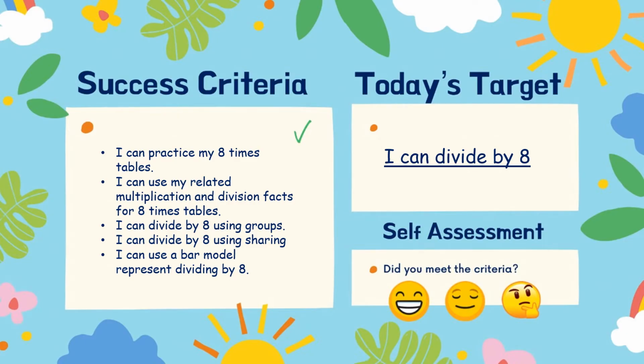Your learning target for today is I can divide by 8. And your success criteria for the end of the lesson is I can practice my 8 times tables. I can use my related multiplication and division facts for my 8 times tables. I can divide by 8 using groups. I can divide by 8 using sharing, and I can use a bar model to represent dividing by 8.